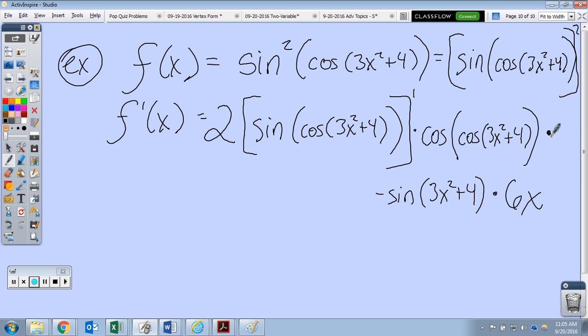I'm confused. I'll go over it again. So the 2 comes to the front. We leave this alone, drop it down one, times the derivative of this. The derivative of this is cosine of this, leave it alone for now, times the derivative of its inside, which is negative sine of this, times 6. You just keep working it for chain rule. You have the cosine, leave the other part the same, and then do the derivative of that inside part separately.